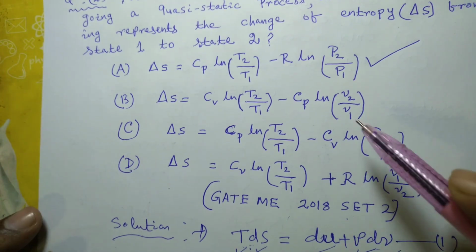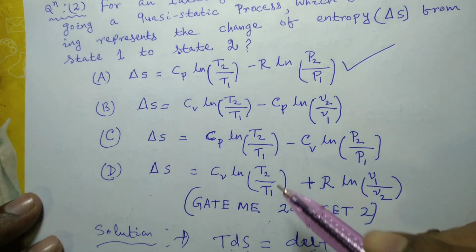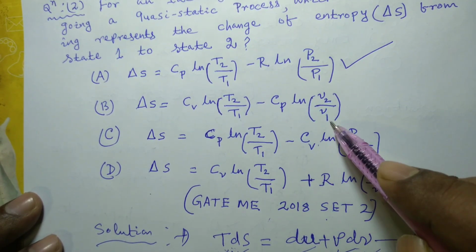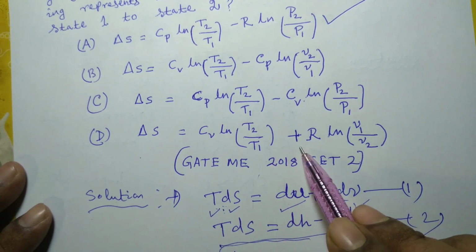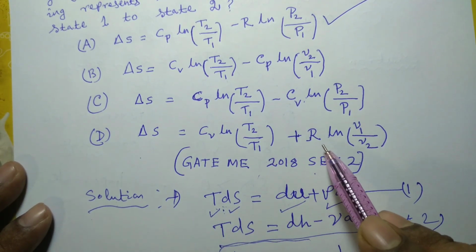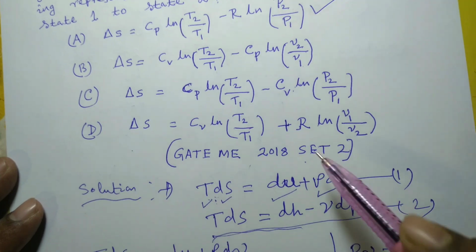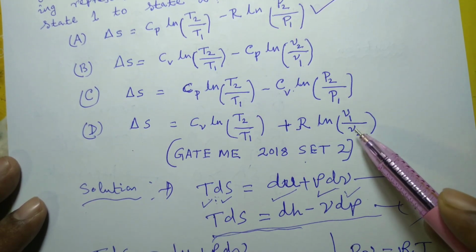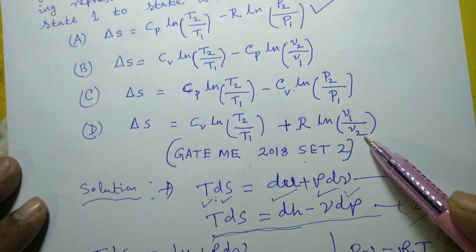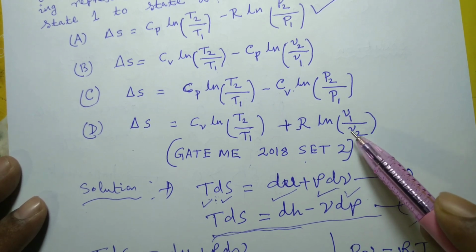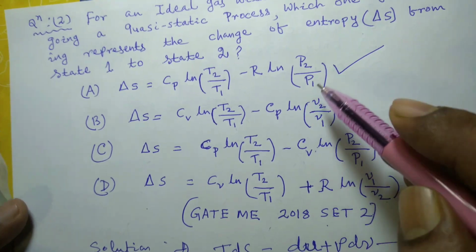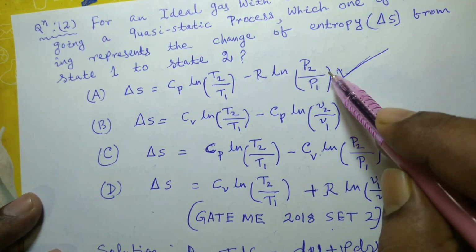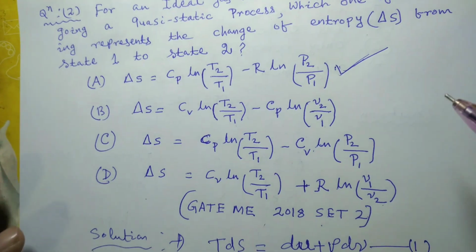You see, you check the options. Cv ln T2 by T1, but no R term is there. And in fact, this is an equation in which R is there and Cv is there. But here R ln, it should have been V2 by V1, not V1 by V2. Had it been V2 by V1, it would have been correct. So this is the only correct option, that is Cp ln T2 by T1 minus R ln P2 by P1.